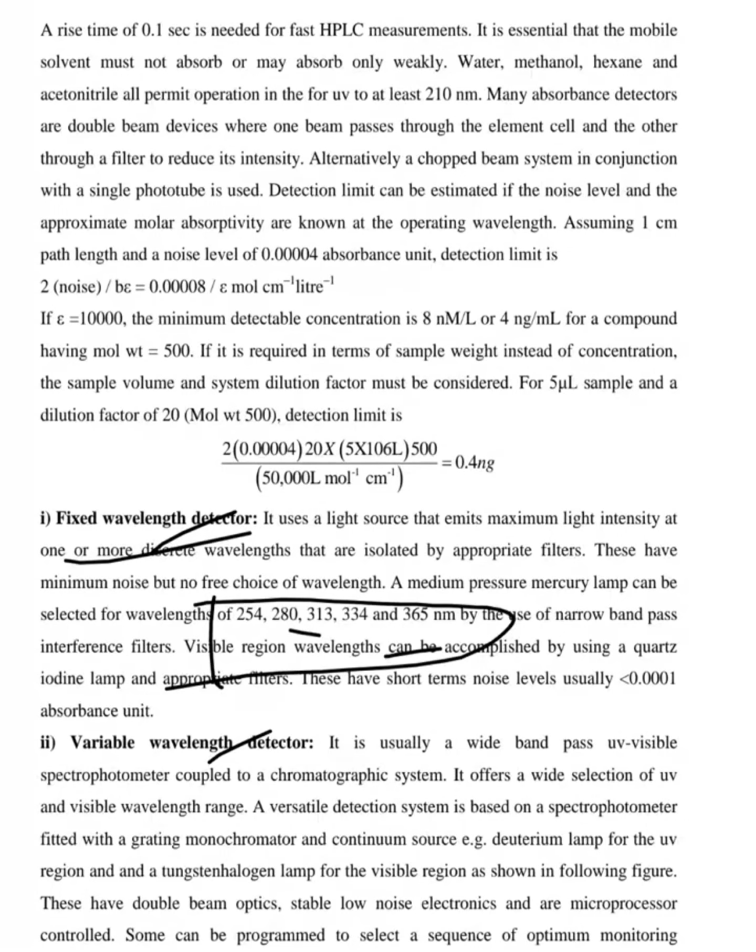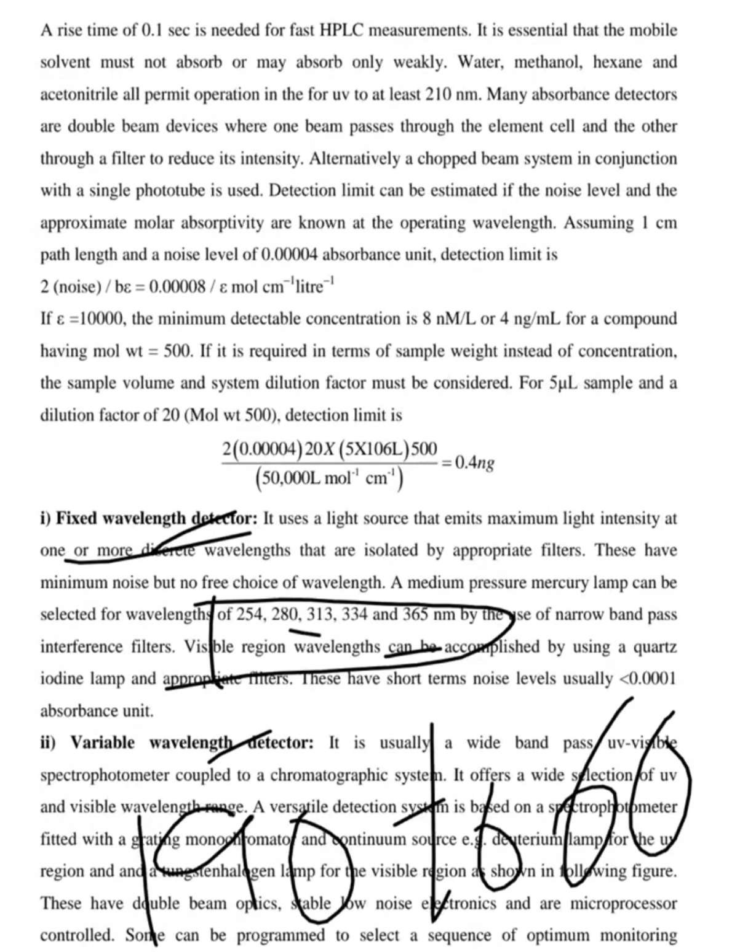Variable wavelength detectors are usually for wide band pass visible spectroscopy coupled to a chromatographic system, such as in the complex spectrum. They can be used for 190 to 600 nanometers.